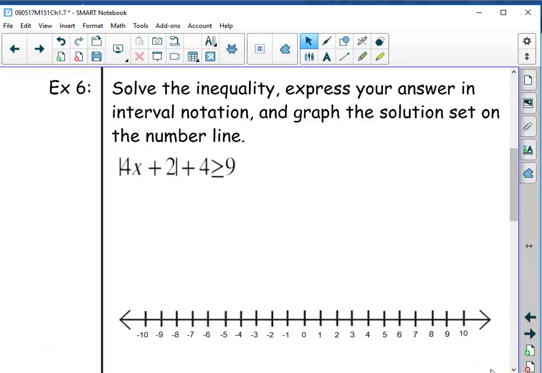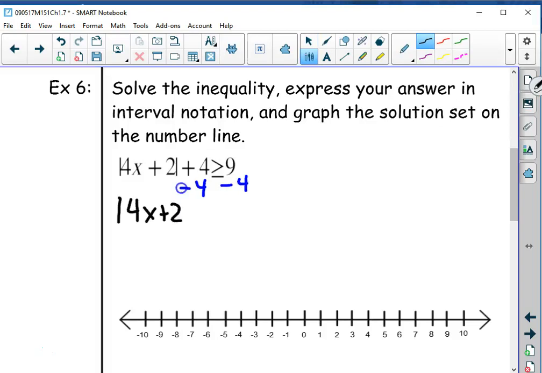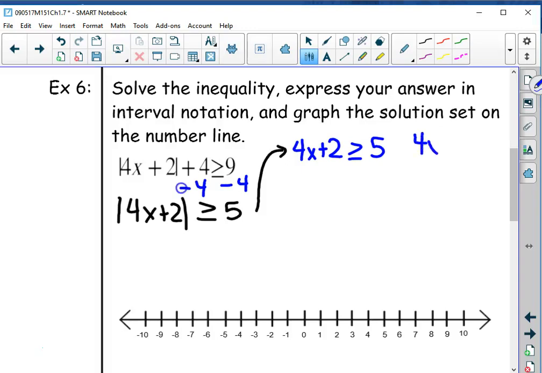And the only thing that's different with example 6 is we need to isolate this absolute value before we split it up into two separate expressions. So all we have to do is use solving steps to get anything that's outside the inequality to the other side. That gives us 4x plus 2 is greater than or equal to 5, which is equivalent to 4x plus 2 is greater than or equal to 5, or 4x plus 2 is less than or equal to negative 5.